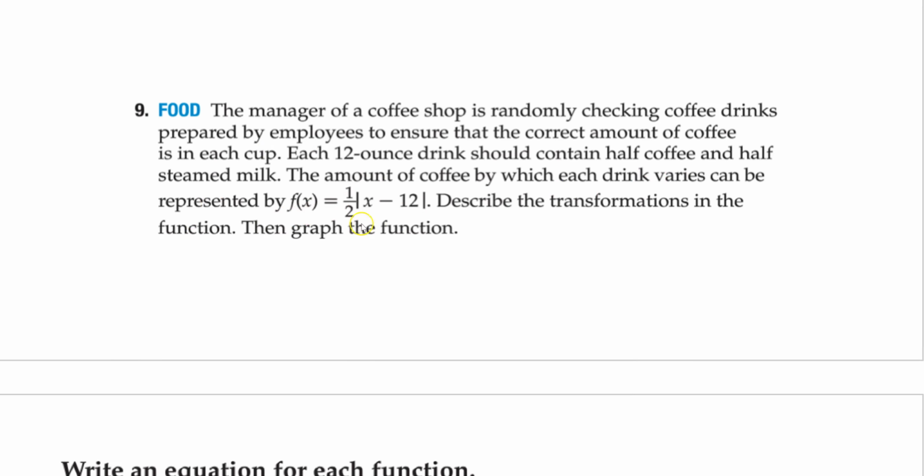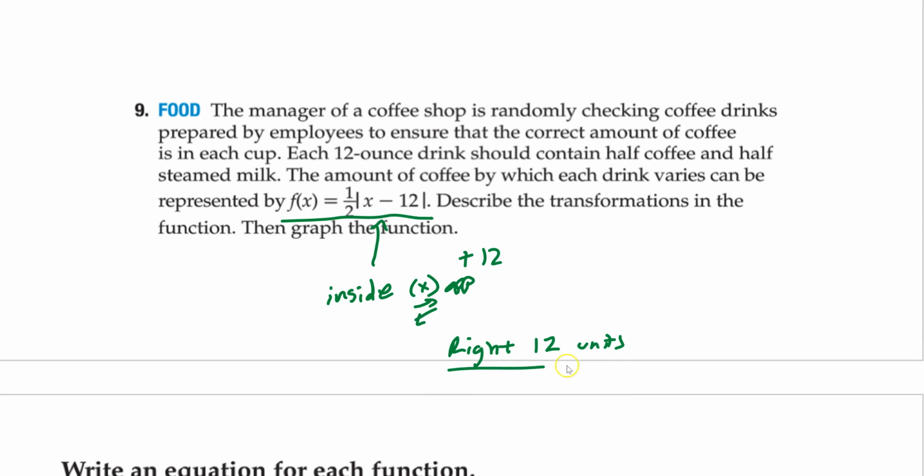Right, so all I want to do is describe what it looks like, and then we're going to graph it real quick. The way we're going to do this is like this. This is on the inside. So inside, x opposite. Inside x tells me it's moved left and right, and opposite means the opposite of that. So it's a minus 12, we're going to treat it like a plus 12. So we're going to move it right 12. You can say shift right 12 or just move it right 12 units. So that's the first thing.